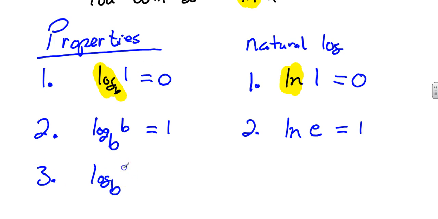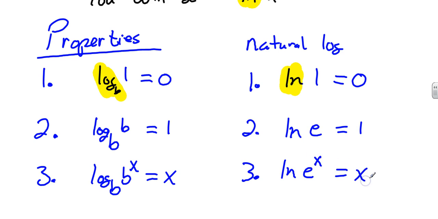Okay, and with this one, the only difference was that now we put an exponent up here. And again, these two things would cancel to give you just x. And in an ln expression, it's the exact same thing, but you're just going to put an x up here in the exponent. So that will give you x.